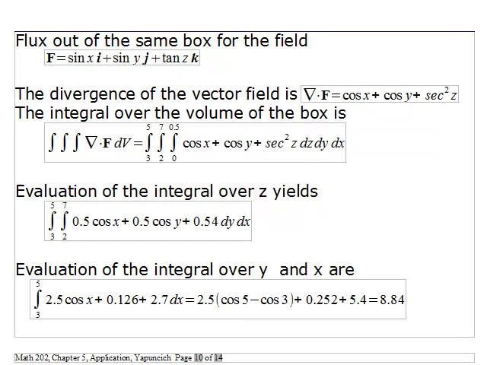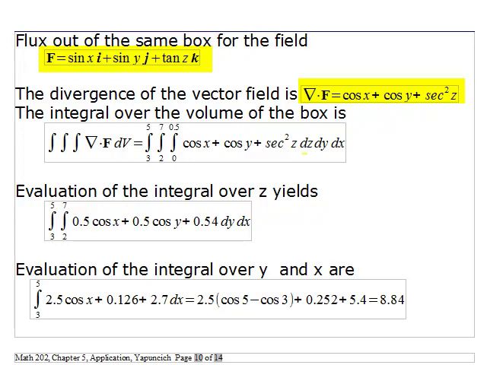Now I'll use a different field, and the reason for doing this is because I see occasionally some very simplistic errors in integration, and it doesn't hurt to be reminded. Again, we're going to take the divergence of f. When we take the divergence of f, this is the function I get: cosine x plus cosine y plus secant squared of z, and that's what I'm going to integrate. The limits are the same, it's the same box.